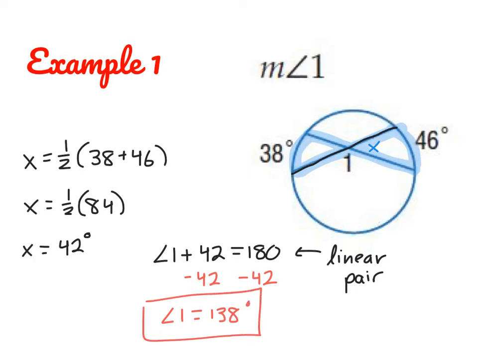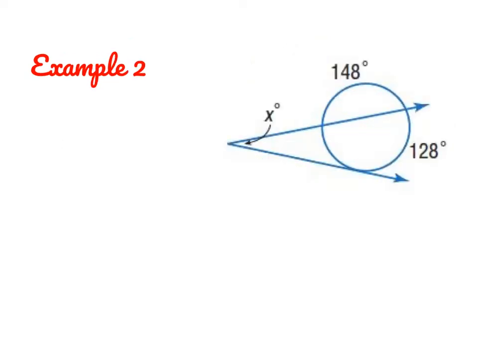Now I'm done. So notice that we kind of have to work our way over to angle 1. We can use the formula to find a different angle, and then we can use that angle to find angle 1. All right, let's try another one.